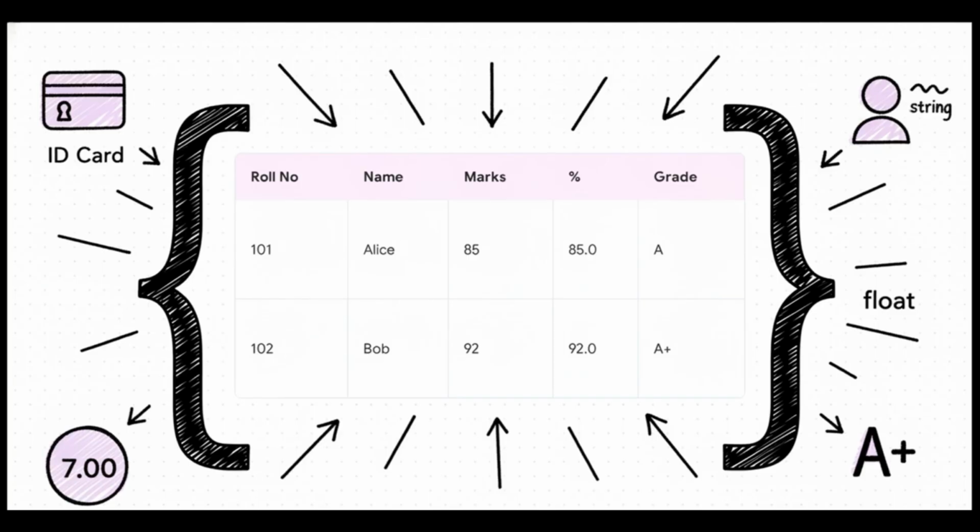A structure is brilliant because it lets us take totally different data types, like strings for a name and floats for a percentage, and group them securely inside one single digital ID card. It's elegant, it's clean, and it just completely removes the clutter.